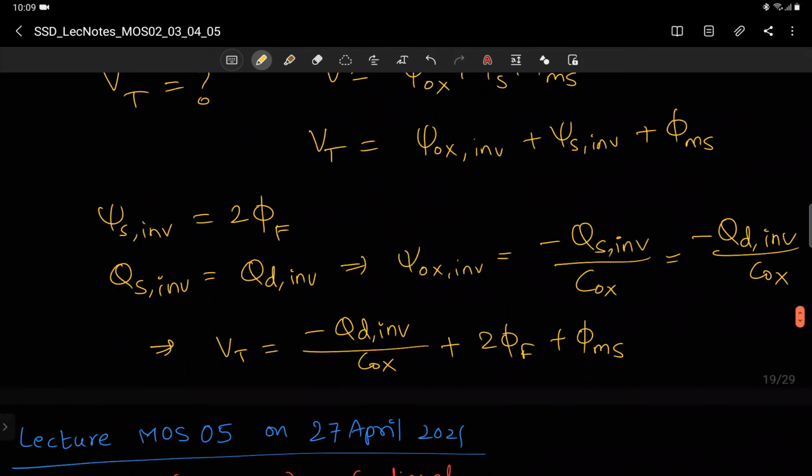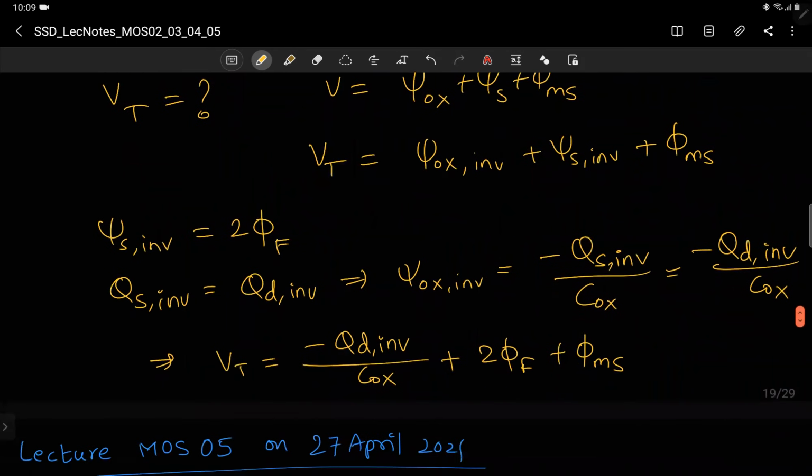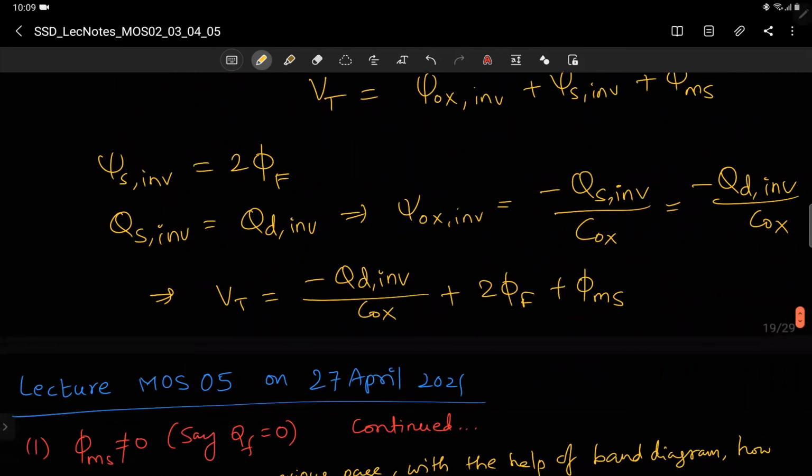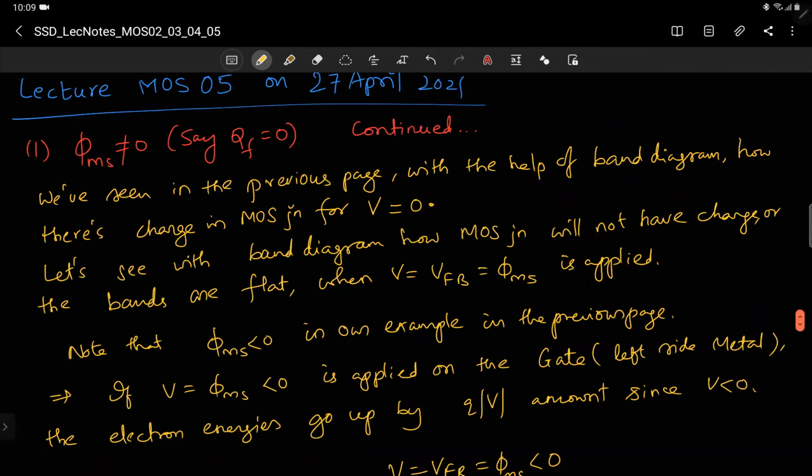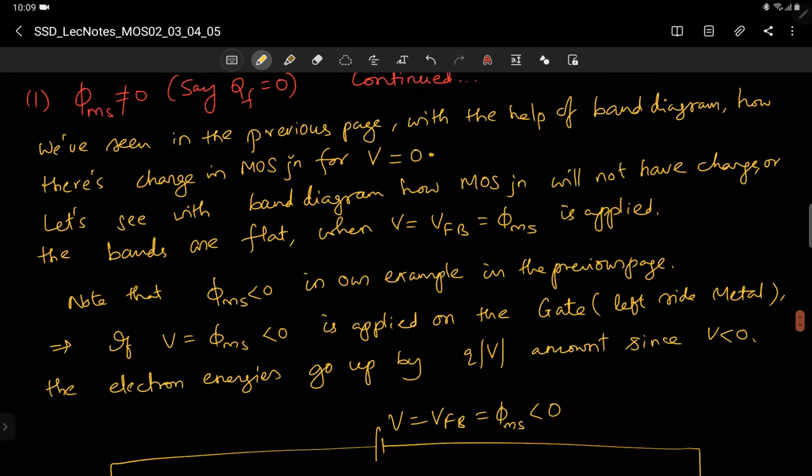We derived the expression for VT. We said VFB is phi ms and VT is so and so. So today's lecture continues the phi ms not equal to 0 case. I have just written it here, so no need to read it out again.